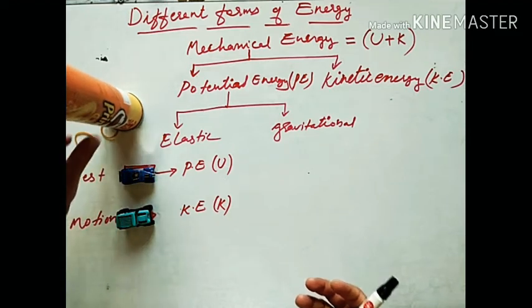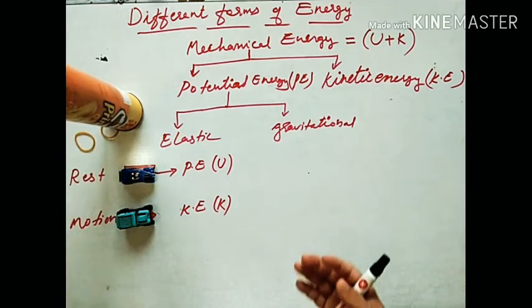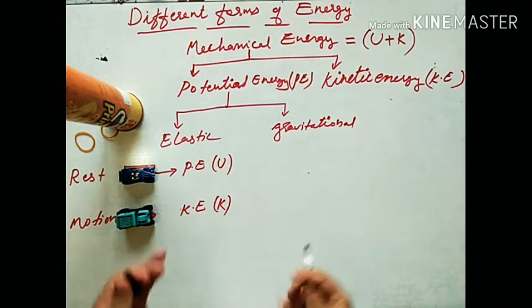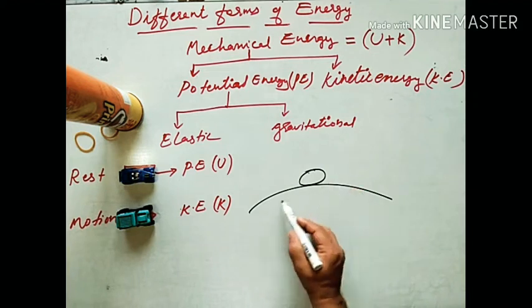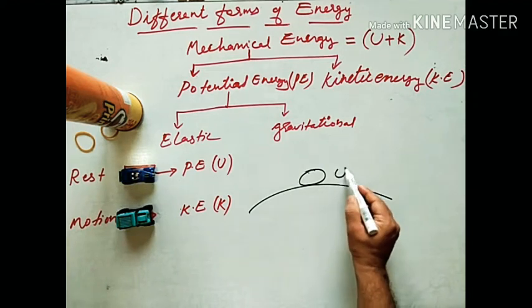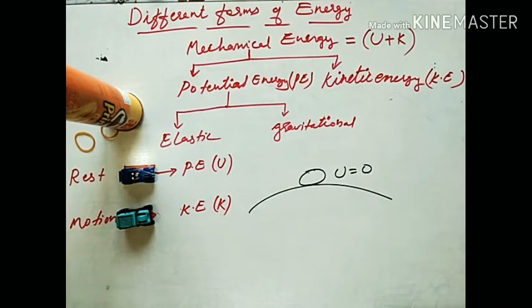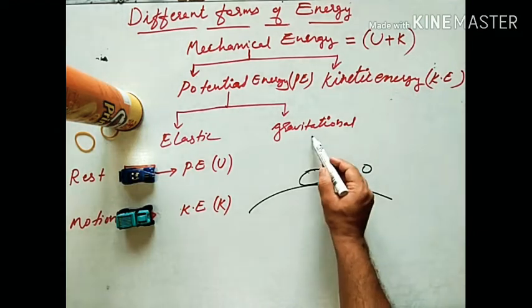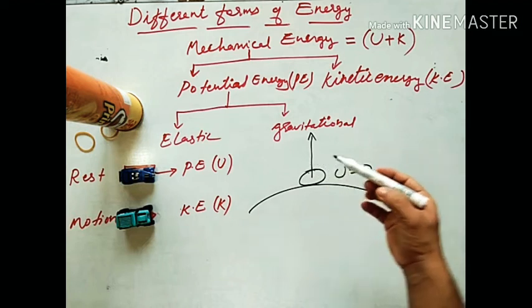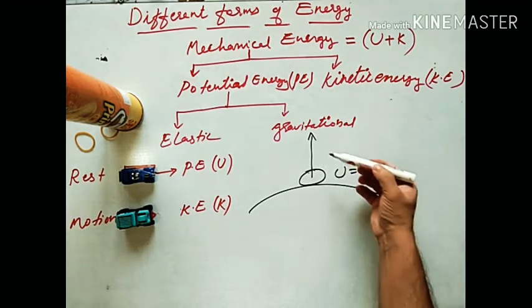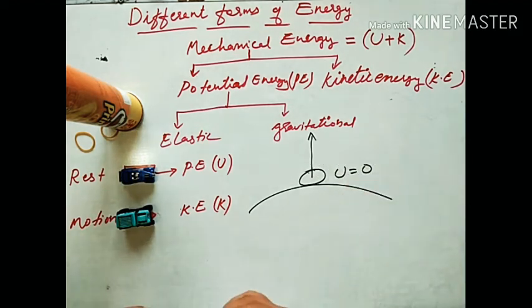So the gravitational potential energy of a body is assumed to be zero when it is resting on the ground. So U is 0 here. As it goes up, what happens? As it gains height, the gravitational potential energy increases.